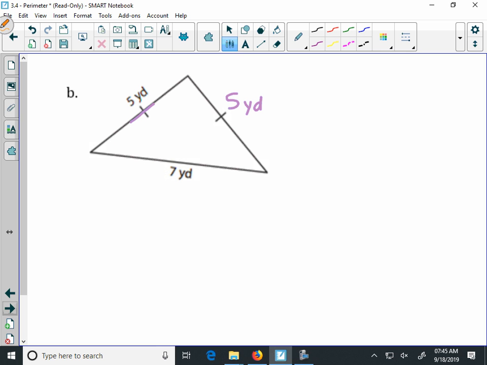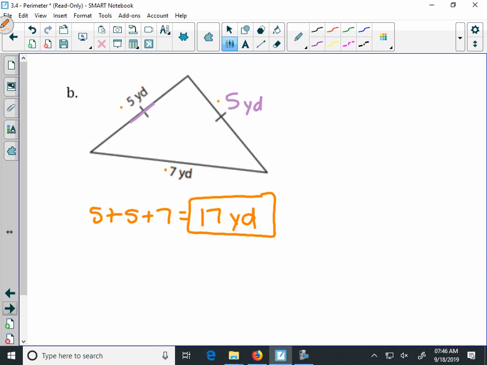And then again, we're finding the perimeter. So just like we did with the last example, you just add up all the sides. So we do 5 plus 5 plus 7. And what is 5 plus 5 plus 7? So 17 yards. Again, this is not actually 17 yards. It's kind of more of a hypothetical. If we had a triangle with those exact dimensions, it would be 17 yards for the perimeter. Questions over there?